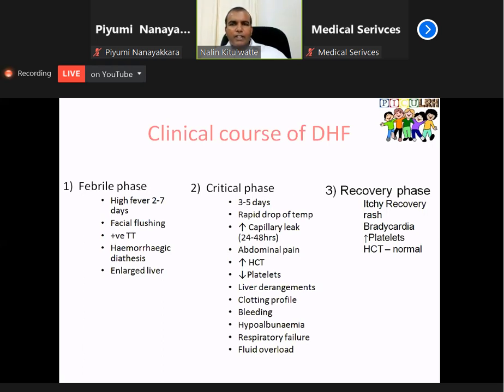Then you have the recovery phase. Don't worry, we can elaborate on these things. In the recovery phase, there is an itchy recovery rash, bradycardia, platelets are going up, hematocrit becoming normal. So basically, the child is improving. So you can see the problem is the critical phase. We are not worried about the febrile phase. We are not worried about the recovery phase. The problem is in the critical phase.